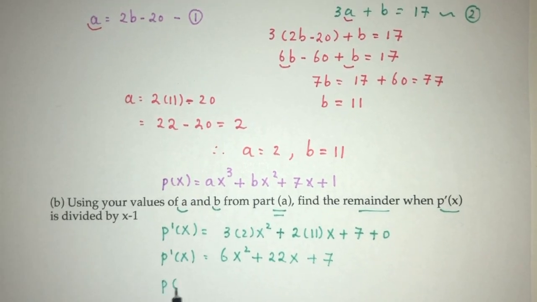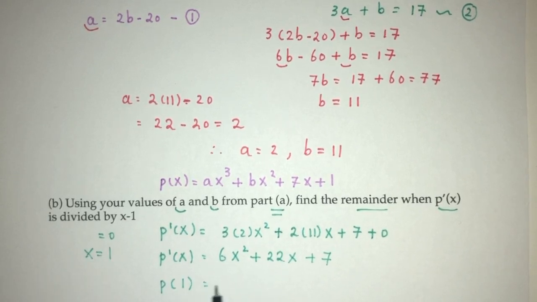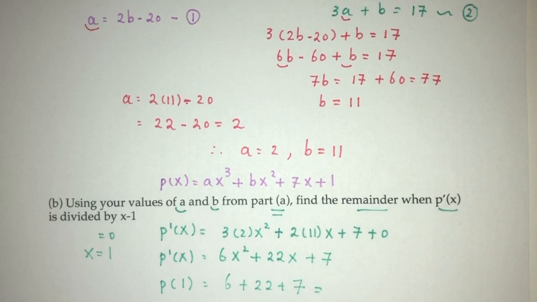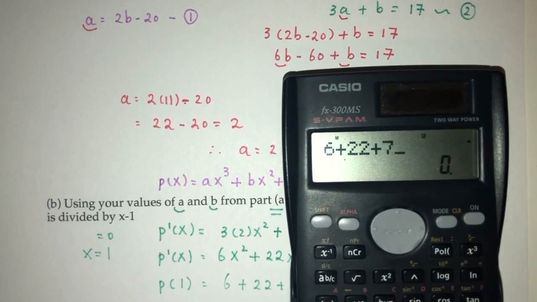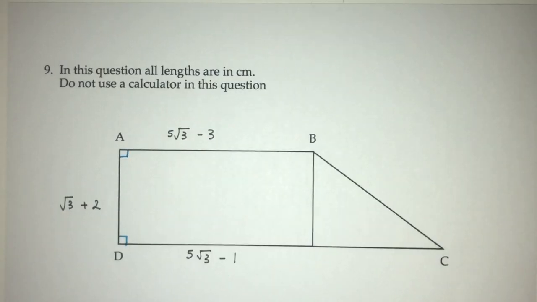Now replace the value here. X, equate that to 0. X has to be the value of 1. To find the remainder, 6 plus 22 plus 7, that will be what? That will be the value of 35 as your remainder. And that is your question number 8. Let's move on to question number 9.